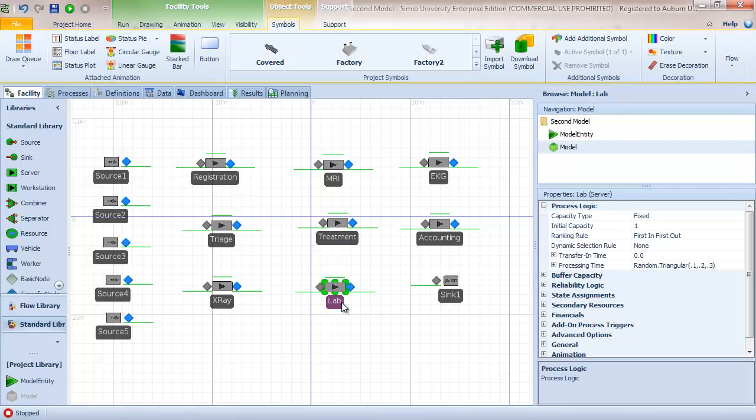For the lab time, there are 4 lab tech clinicians, and the processing time is 10 minutes. So we have capacity 4, and let's do 6, 10, 14 for the distribution. EKG has 1 clinician, and the processing time is 25 minutes. So let's do 20, 25, and 30 for the parameters.